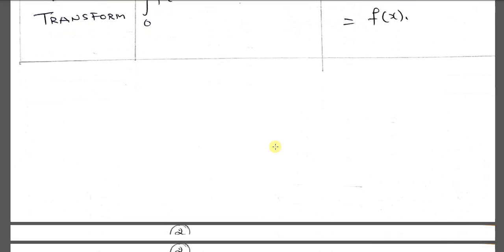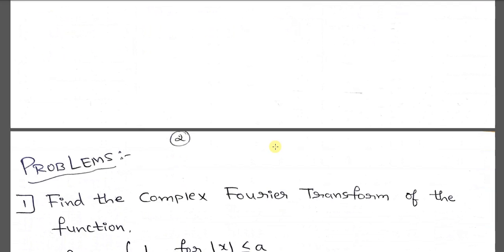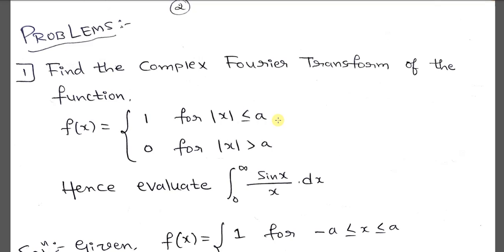Therefore, in this particular video, let's take some problems related to Fourier transform and inverse Fourier transform, and other problems will be worked out in the coming video. So let's start with the first problem. The question is like this: find the complex Fourier transform of the following function. What is the function? f of x equals 1 for mod x less than or equal to a, and 0 for mod x greater than a. And in the second part we have to evaluate the integral from 0 to infinity of sin x by x dx.